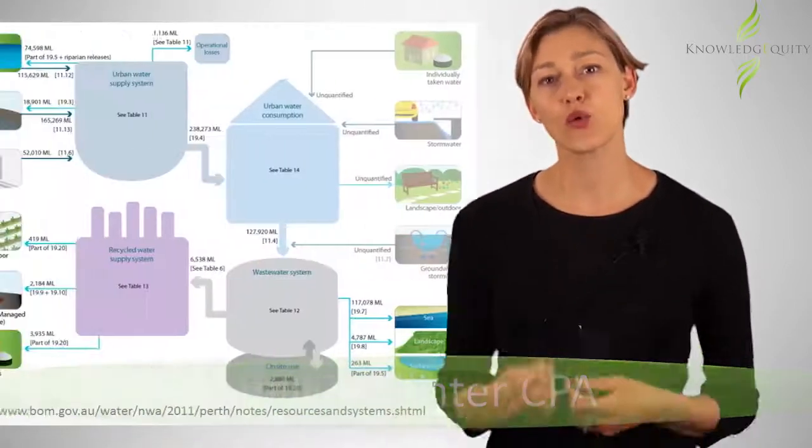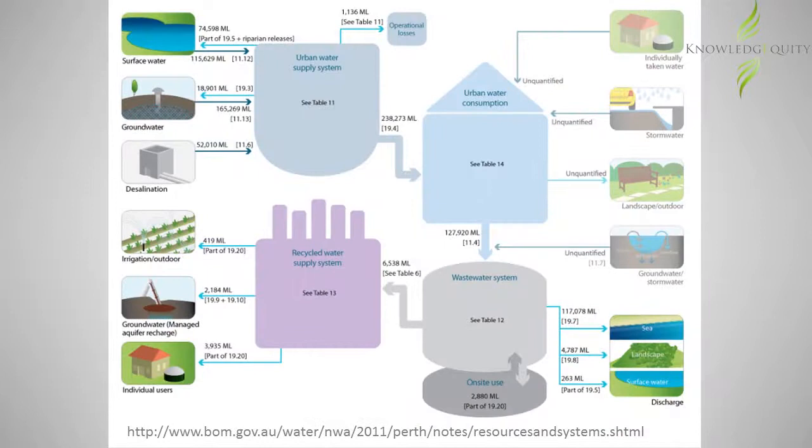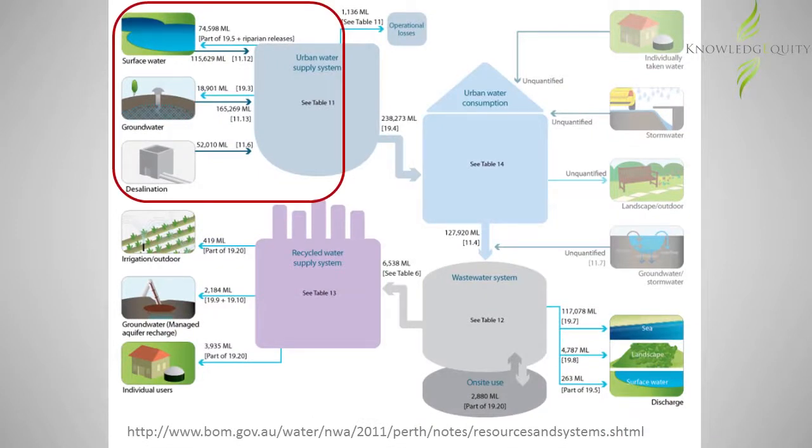Physical accounting is where we capture and report data relating to physical items. Consider the water inflows and outflows for the City of Perth. In one diagram, we are able to describe the sources of water, such as surface water or from a desalination plant, as well as the volume of water.